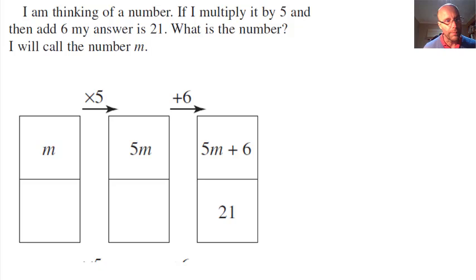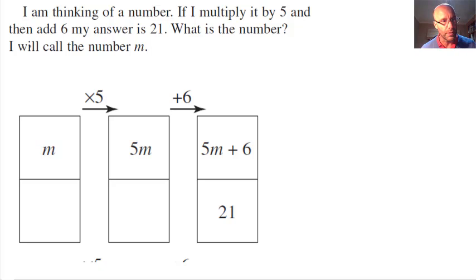Lastly, we have a puzzle. I'm thinking of a number. If I multiply it by 5, and then I add 6 to my answer, my answer is 21. What is the number? I will call the number m. Alright, well, this could be done with trial and error, but in maths we're trying to teach you how to use more efficient methods, so this method will suit simple equations like this or simple situations like this. It will also suit the much more complicated ones you'll see in the future. So let's learn the proper efficient way.